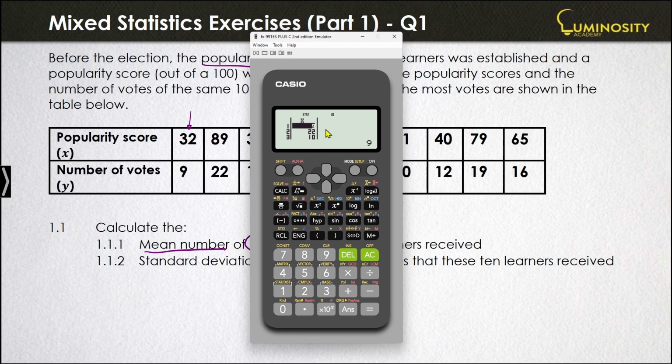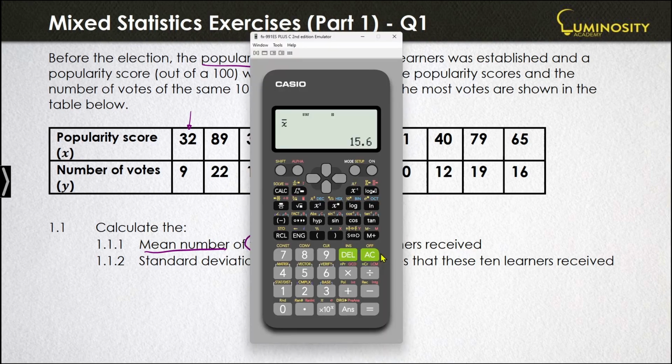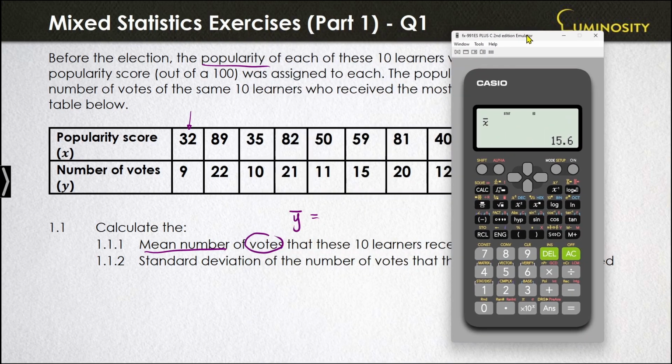I always double check that you've entered everything correctly, because this is often where a lot of mistakes happen within the calculator. So I'm going to click AC, go Shift Stat, choose Variable, and then choose the mean option. So I get 15.6 here. Again, just be careful, make sure you double check that everything is correct.